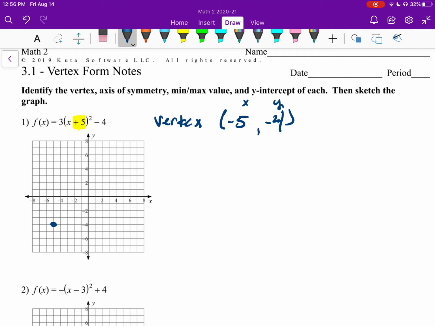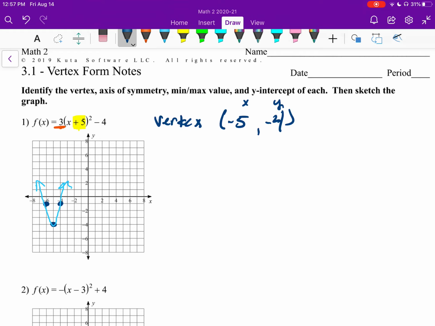Okay, the 3 hanging out in front means that it's stretched by 3. So normally, whenever we graph a parabola, we would go up 1 over 1. Here we're going to go up 3 over 1. So 1, 2, 3 over 1, 1, 2, 3 over 1. And I'm okay with only using 3 points on a parabola for now. And there's our pretty parabola.